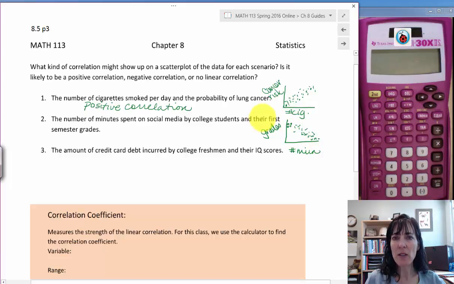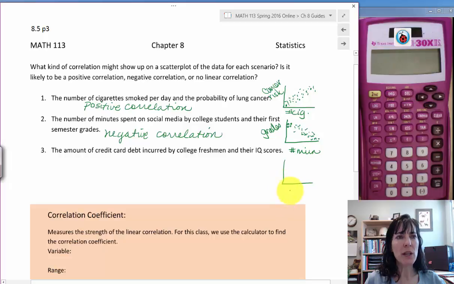And so that looks like a negative correlation, because as I go from right to left, my grades are going down, or my variable 1 is going down. So that looks like a negative correlation. Here's another one. The amount of credit card debt incurred by college freshmen and their IQ scores.